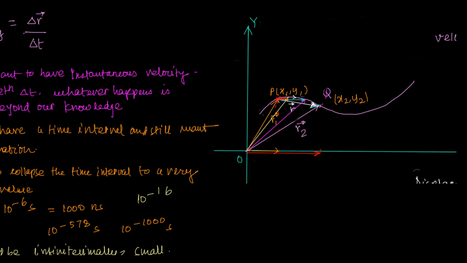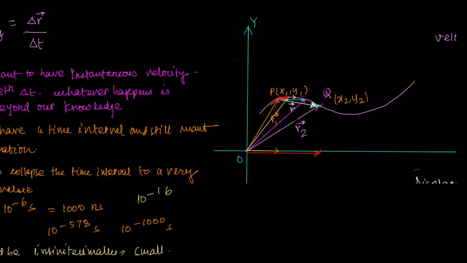Now we see that as my time interval is getting reduced, this white vector was quite far away from the trajectory. This greener vector came some bit closer to the trajectory. This red vector has again become closer to the trajectory, right? So what happens in the limit, if I have another vector which is extremely very close to this R1 vector, and if I join both of them, what happens to my velocity vector?